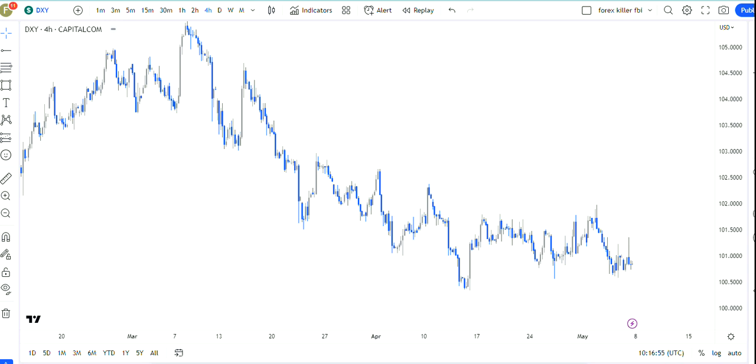Today I want to show you how we can deal with major pairs, that is DXY, EUR/USD, USD/CHF, and GBP/USD. So let us start with DXY.